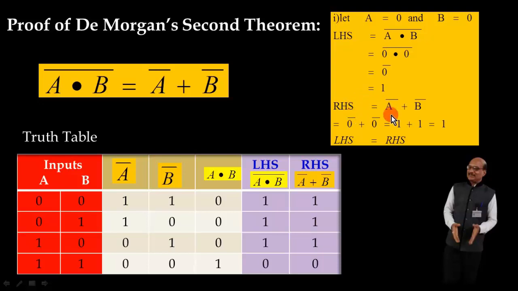Now find the right hand side, A complement plus B complement. Substitute the values of A and B. So 0 complement plus 0 complement. 0 complement is 1, this 0 complement is 1, and 1 plus 1 is 1. So therefore the left hand side is again equal to the right hand side. In this way you can write down the 4 cases, the remaining 0 1, 1 0, 1 1. You will get the output like this, and finally conclude that from the above discussion we see that the left hand side is equal to the right hand side. Hence De Morgan's second theorem is proved.